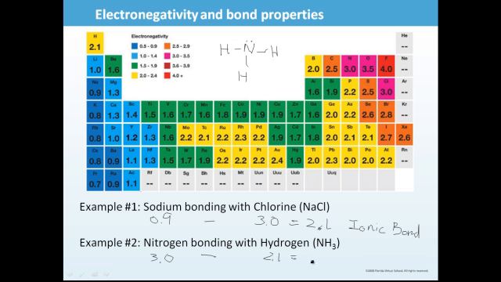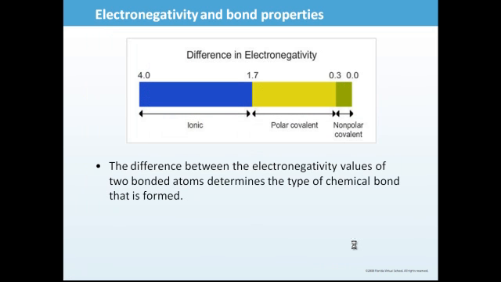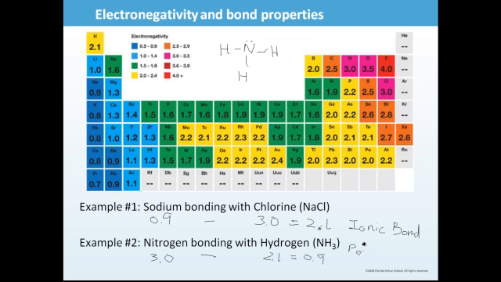So when we subtract these, we end up with 0.9 for the difference. Well, if we go back to our previous screen, we know that 0.9 falls between 0.3 and 1.7. Therefore, it will be a polar covalent bond. Okay, it's going to be right in this range somewhere. So that means all 3 of those bonds will be polar covalent. Okay, and that's all it is. We just take the 2 values, subtract them, and that will tell us what type of bond we have.